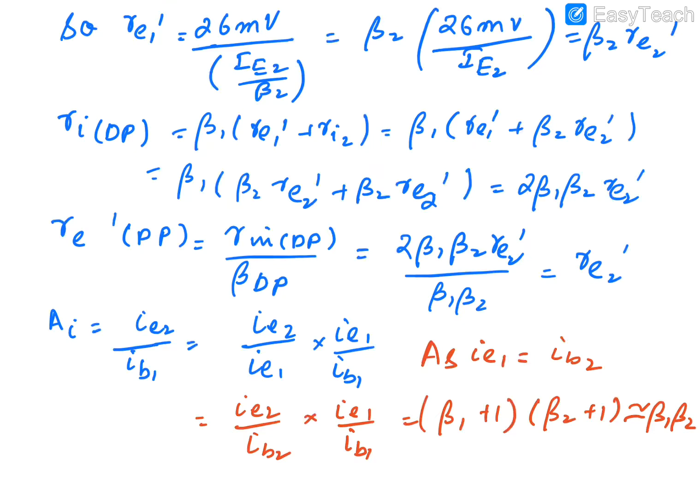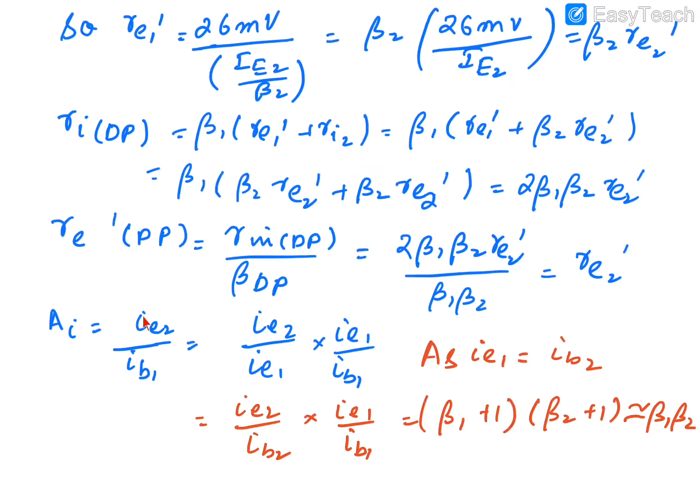Now this is the emitter resistance of the whole Darlington pair, which will be equal to the input stage resistance of the Darlington pair divided by beta of the Darlington pair. You have already calculated the input stage resistance of the Darlington pair, which is equal to this value. So divided by beta of the Darlington pair, the emitter resistance RE of the Darlington pair is equal to RE2 dash.